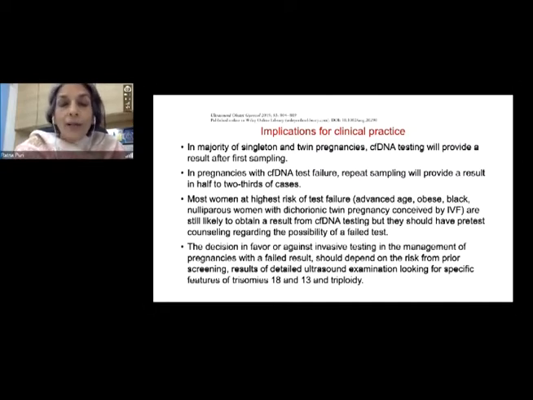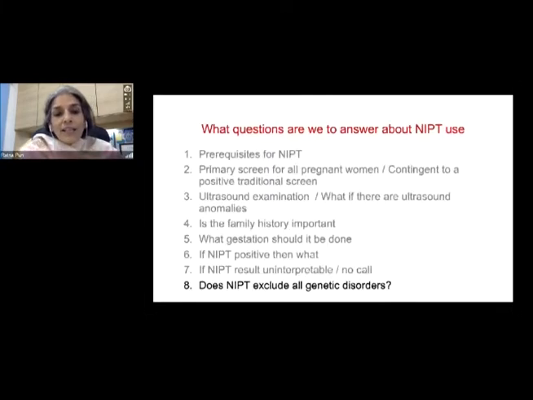But if you retest them, you can get a result. But it's very important here to counsel the family that even a retest may come back as a failed test. Otherwise, they get a little nervous and they feel that they have wasted those 10 days or 14 days for a second result to come. So this is very important.